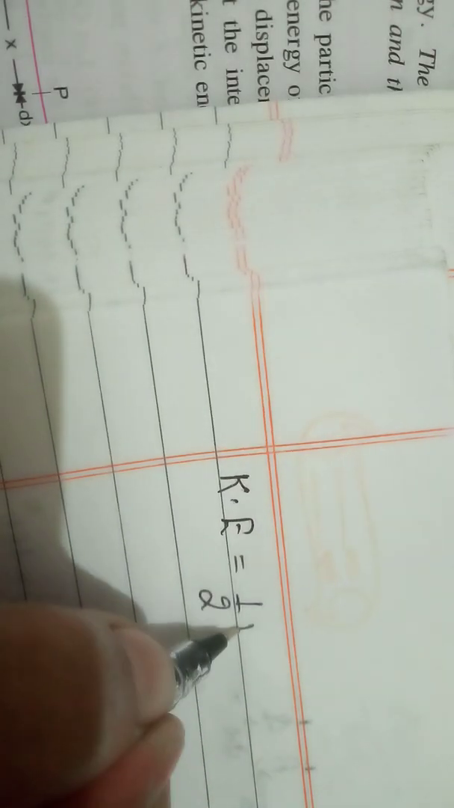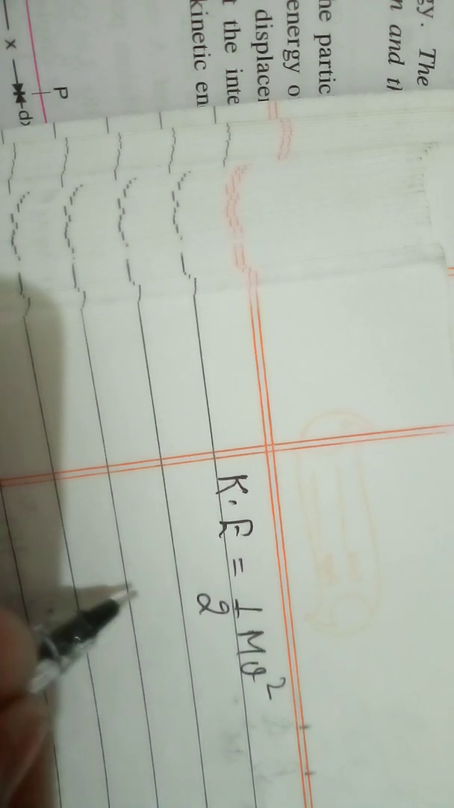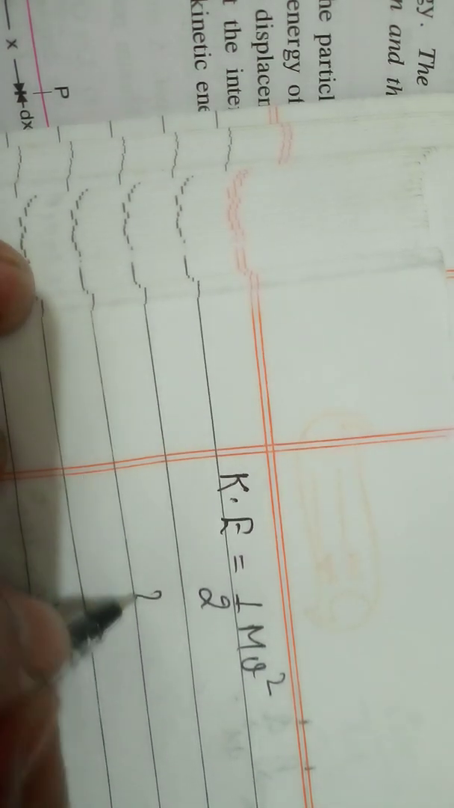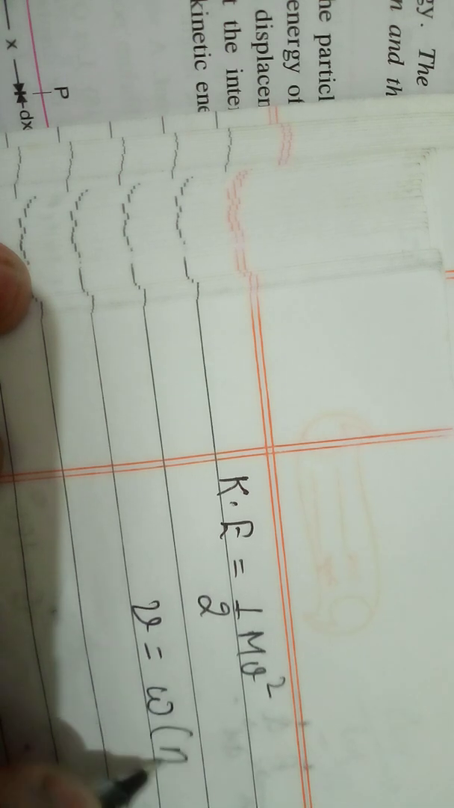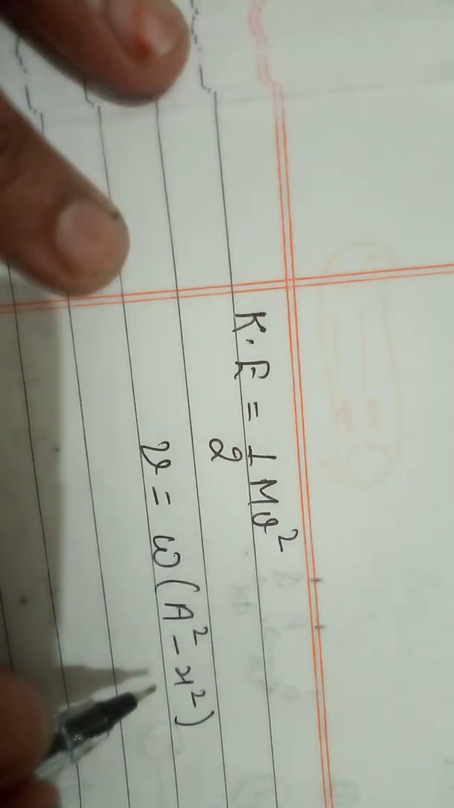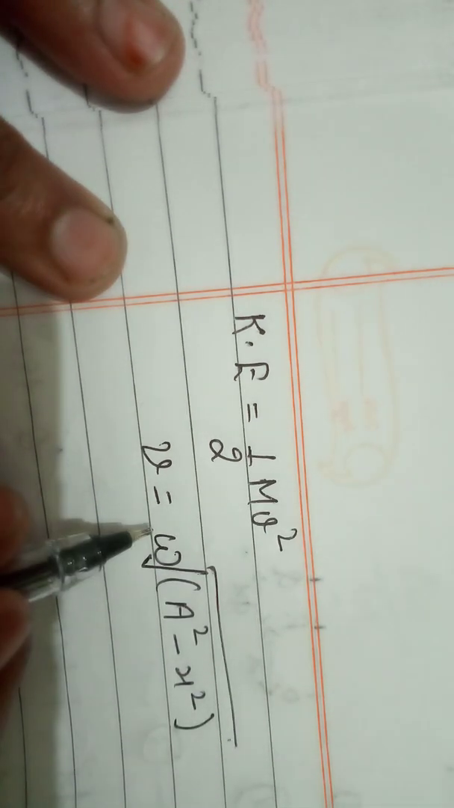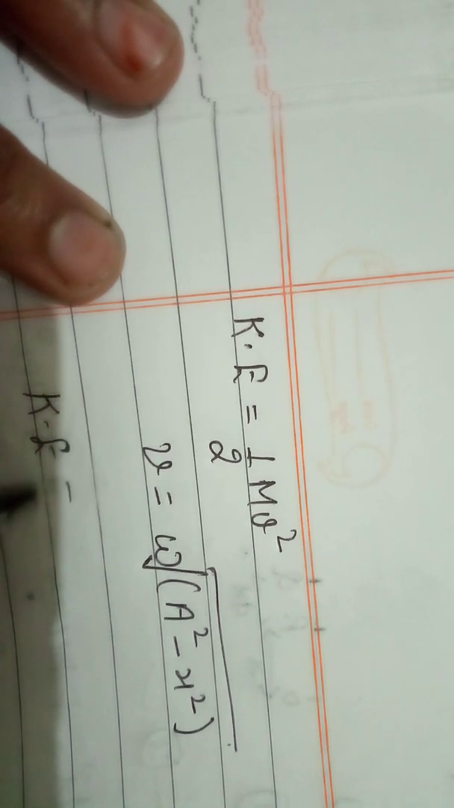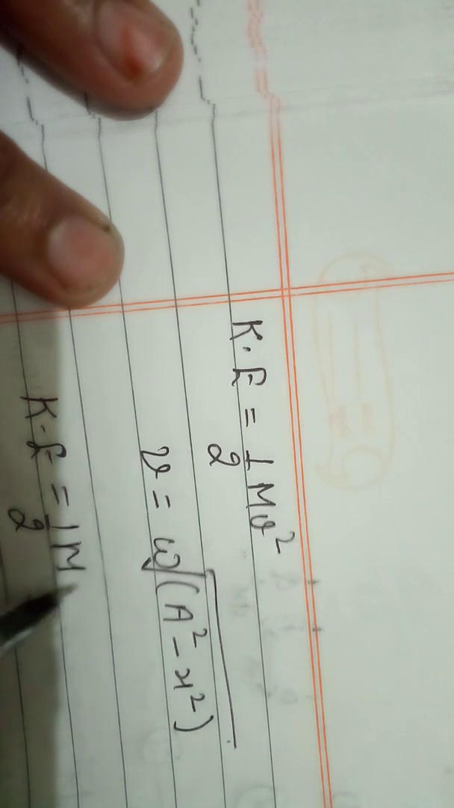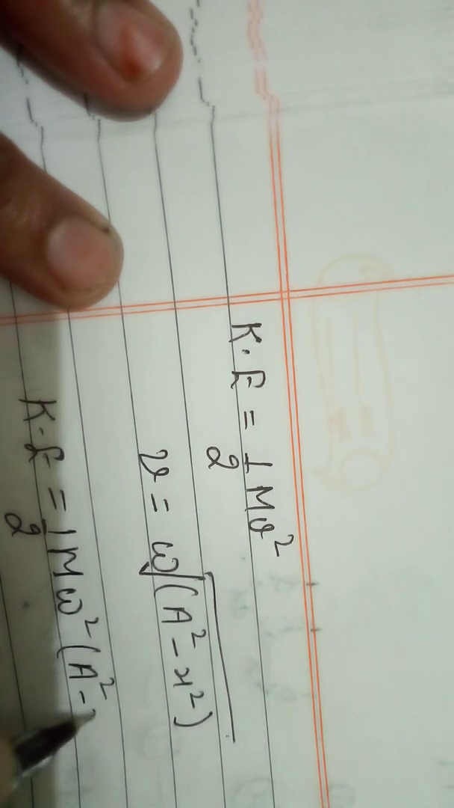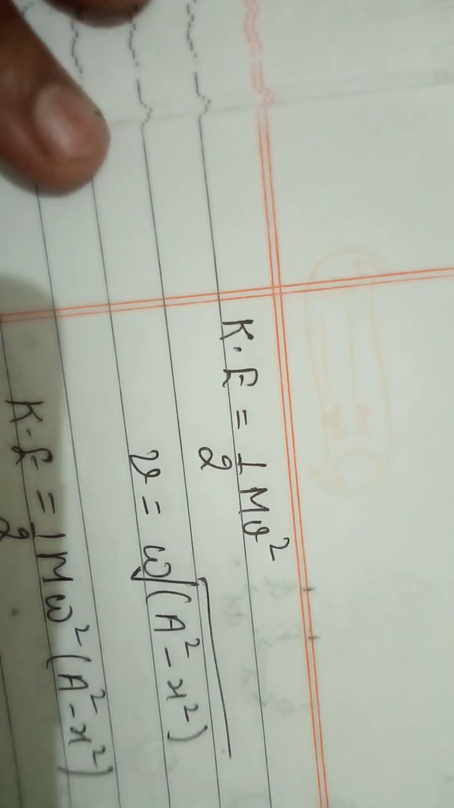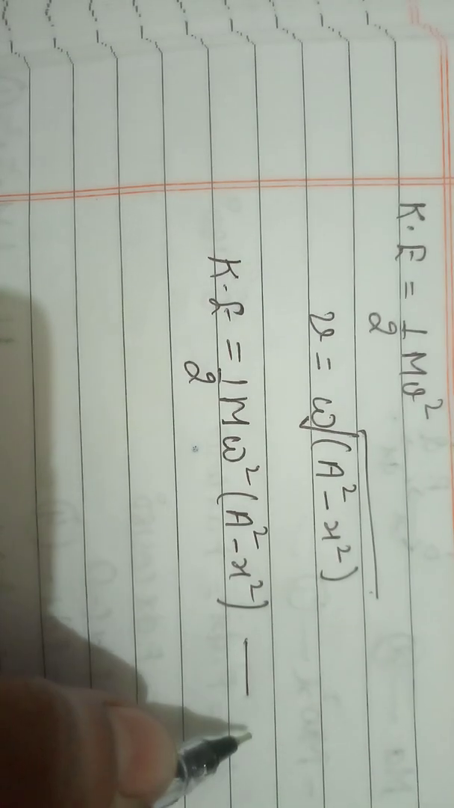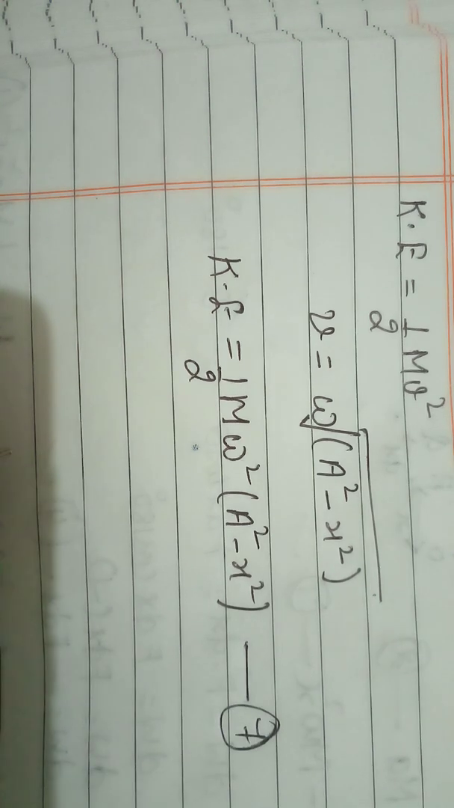Now students, kinetic energy: you know that kinetic energy is half m v square, and you know the value of v is equal to omega times the square root of a square minus x square. When we find the square of this term, kinetic energy is equal to half capital M omega square times (a square minus x square). Students, this is the value of kinetic energy, and this is equation number 7.